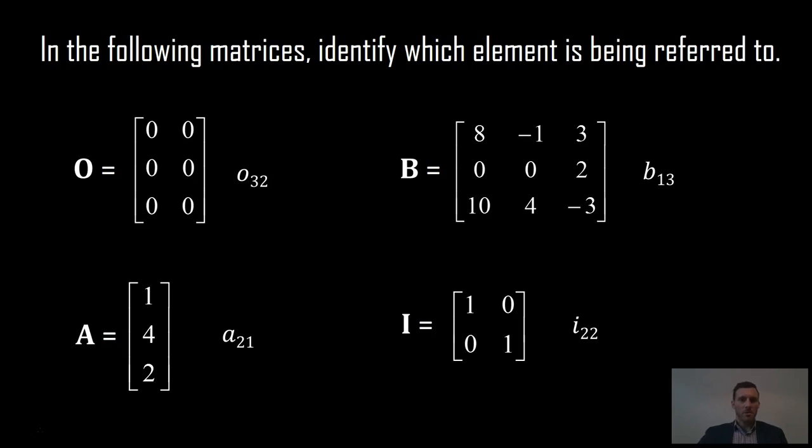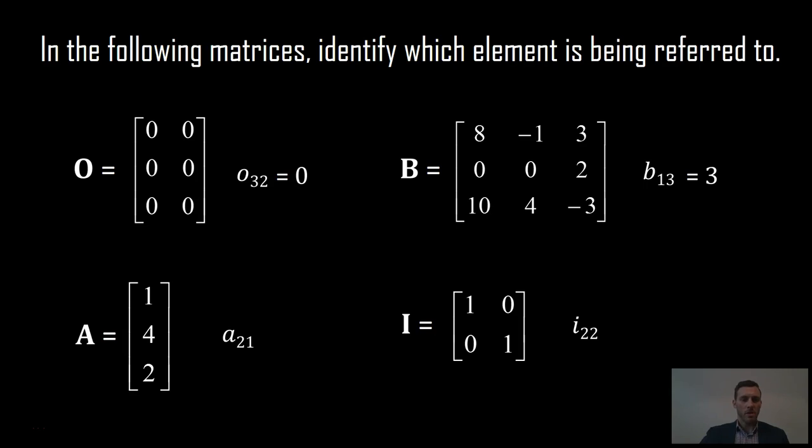Let's look at some problems. In the following matrices, we want to identify the elements being referred to. So we've got element O subscript 3,2. That means row 3, column 2. In this case, it's 0 because we've got a 0 matrix. In matrix B, we've got B1,3. That means row 1, column 3. And we can see on the matrix that that's going to equal 3.